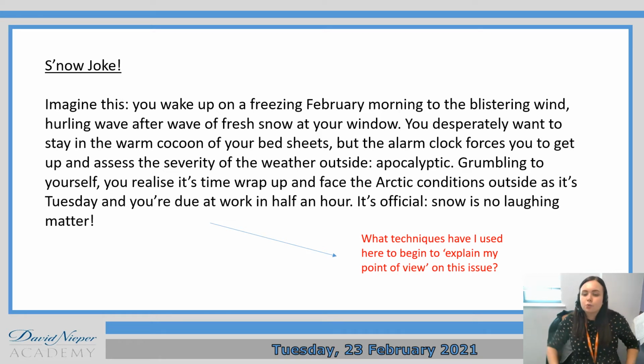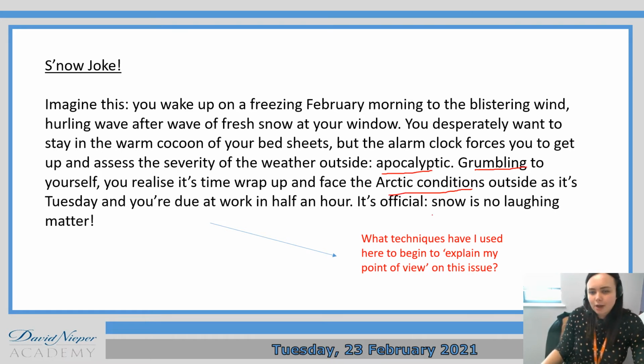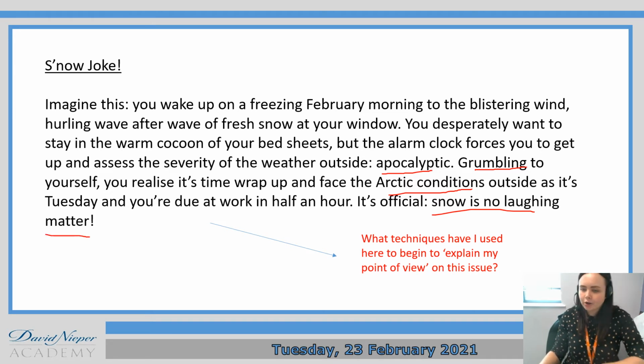Okay, so which techniques have I used here then to begin to explain my point of view on this issue? Well, I started off by clearly stating how I feel about the snow, haven't I? Words like apocalyptic, grumbling to myself, Arctic conditions, snow is no laughing matter. I'm clearly not going for the idea that it's picturesque and beautiful, am I? I'm clearly making it very obvious that I'm not happy about it. Okay, so my point of view is clear in that first paragraph. It's very obvious how I feel about this weather.